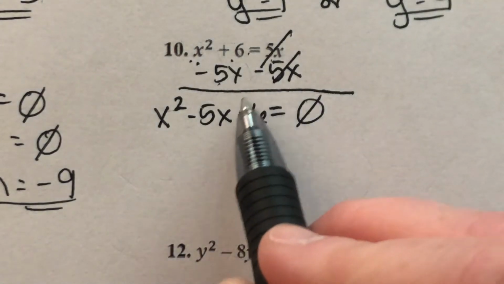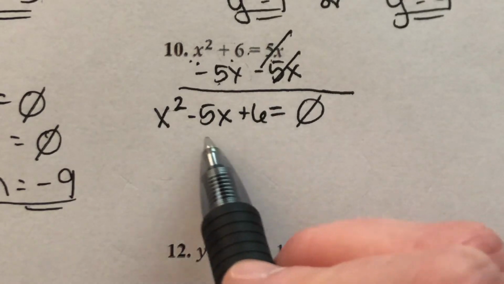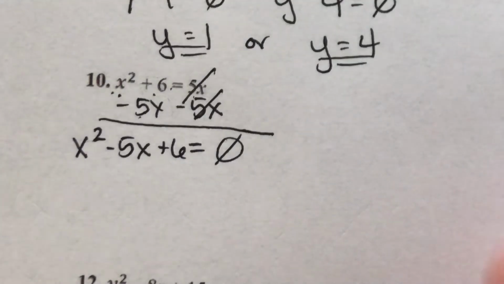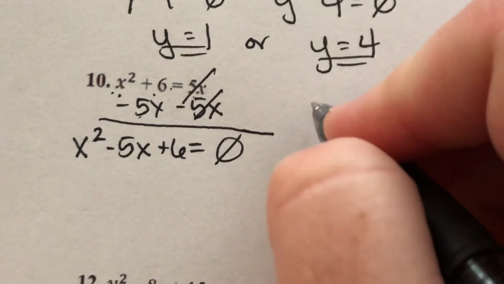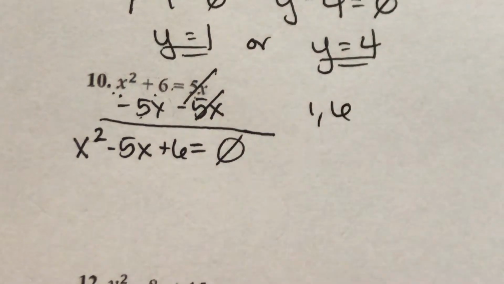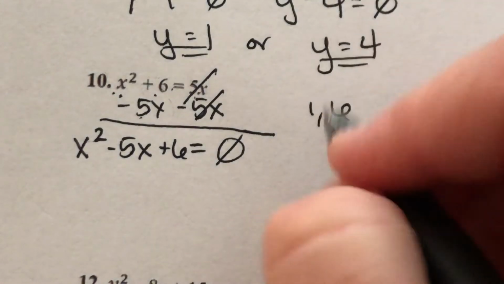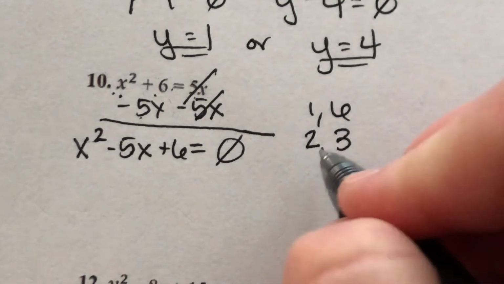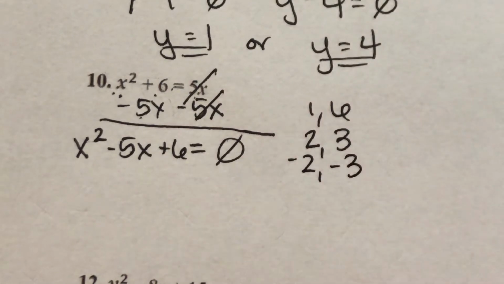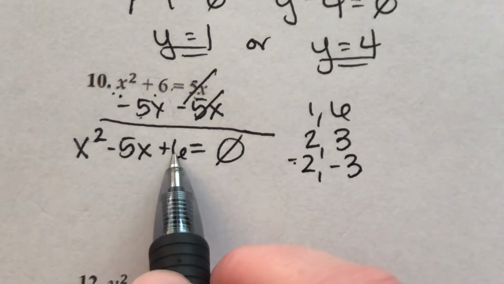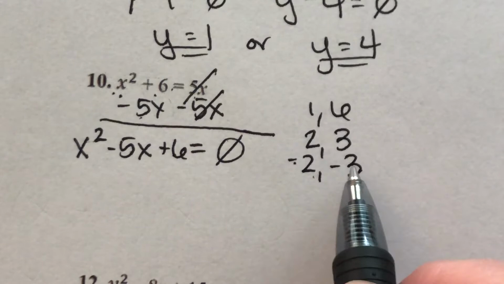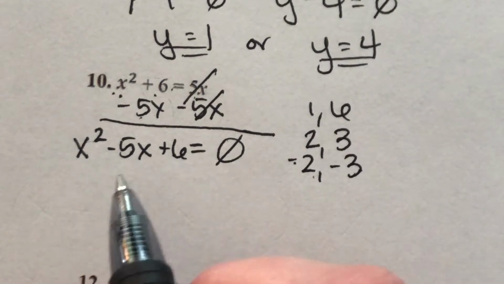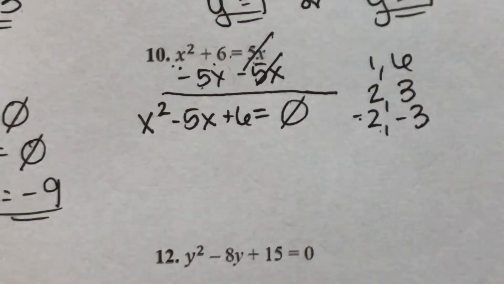What are factors of positive 6 that add up to -5? Well, let's list them out. I have 1 and 6. If I add those together, do I get -5? No. What about 2 and 3? If I add those together, do I get -5? I get +5. So what if I made them both negative? Is -2 times -3 equal to +6? Yes. Is -2 plus -3 equal to -5? Yes. So these are my two terms.